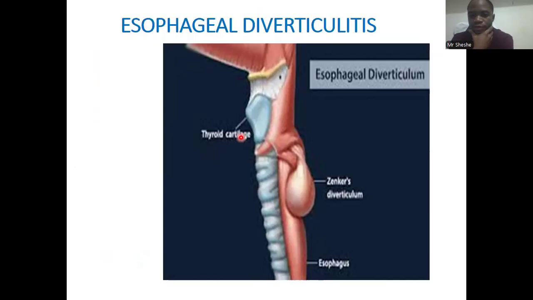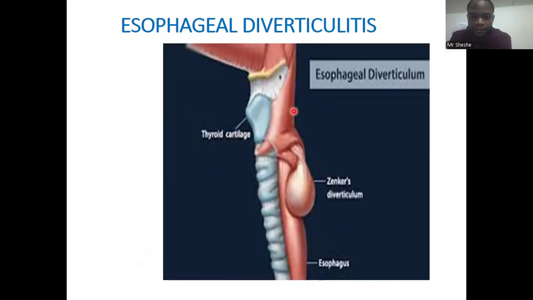Another disorder that I want to talk about is called esophageal diverticulum. Now, a diverticulum is an out-pouch of a tube, all right? So the esophagus is a tube. So you may find that certain areas of the esophagus may be weakened, and then they cause more like a balloon to form in those areas.